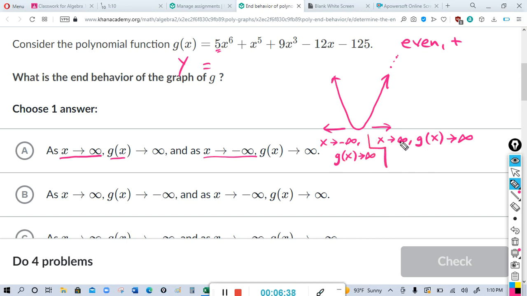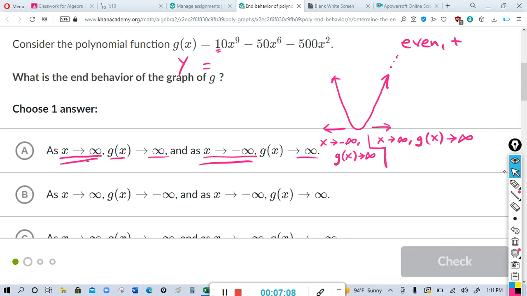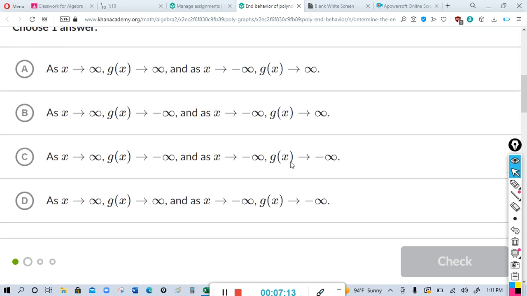So as x goes to infinity, g of x, which is the y coordinate, also goes to infinity. As x goes to negative infinity, which is this way, g of x, which is the y coordinate, goes to positive infinity. So we can see that's answer A. X goes to infinity, g of x goes to infinity. X goes to negative infinity, g of x goes to infinity. That's answer A. And they just have the 4 separate cases, that's all.